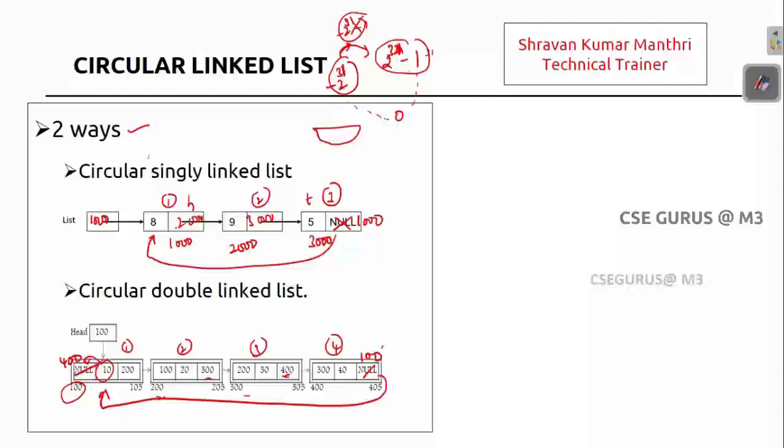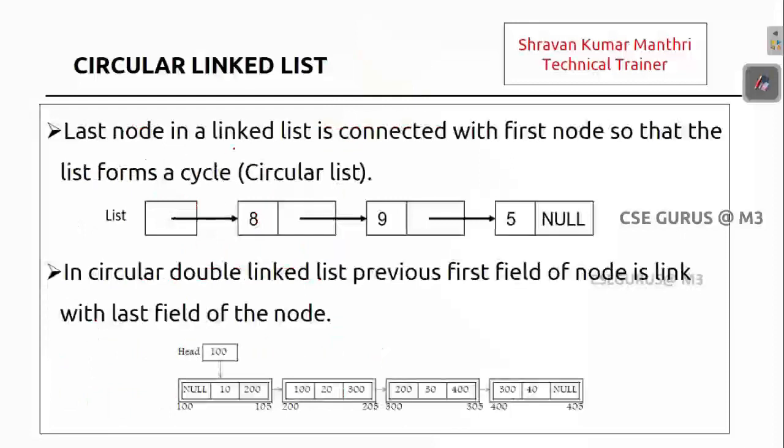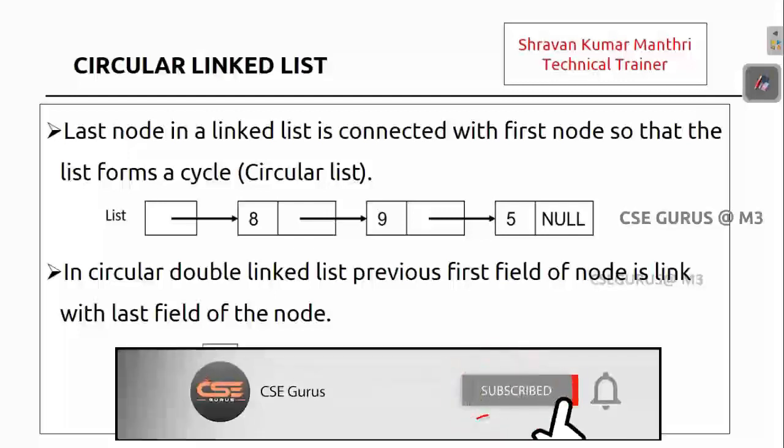Similarly here also we are making the nodes circular. In a single linked list, the last node is connected with the first node, so that it forms a cycle. Same thing in the circular double linked list: the previous field of the first node is linked with the last node, which is 400. And not only that, the next field of the last node is linked to the first, which is 100. So this is what will happen in a general circular linked list.